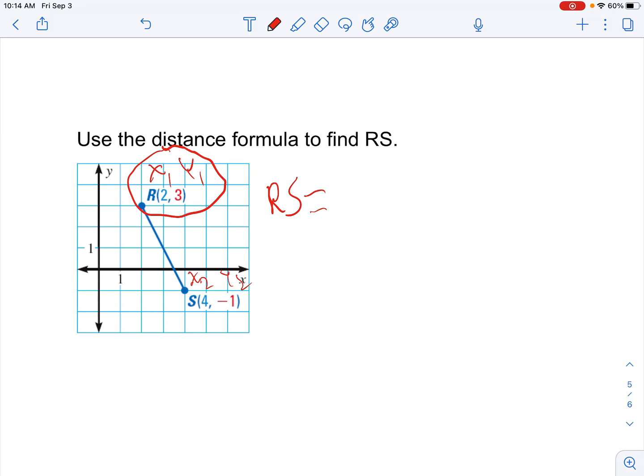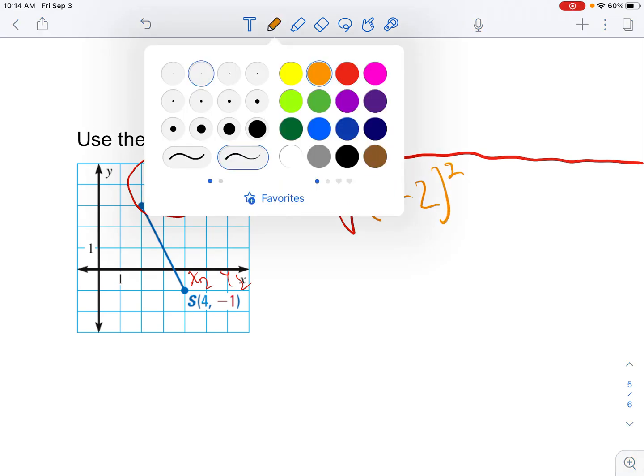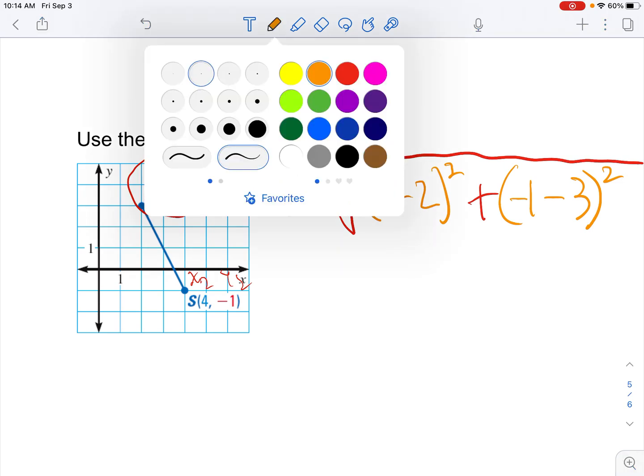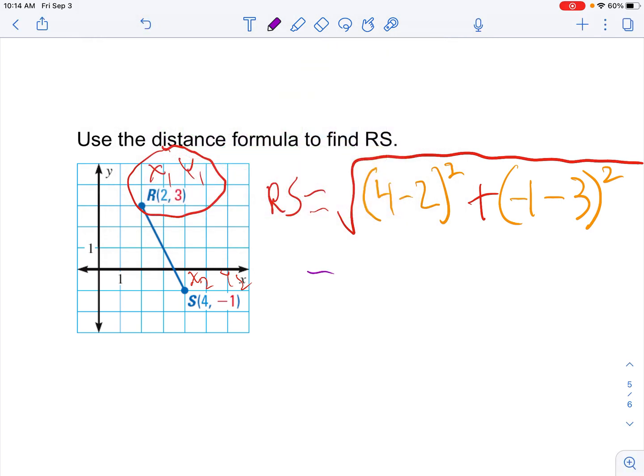So the distance of RS equals, underneath our square root, let's subtract our x's. So x2 minus x1, 4 subtract 2 and square it. Plus, I'm going to get my other coordinates, my y's, y2, negative 1, subtract 3 and square it. Again, always write out your equation first and then you can solve it later.